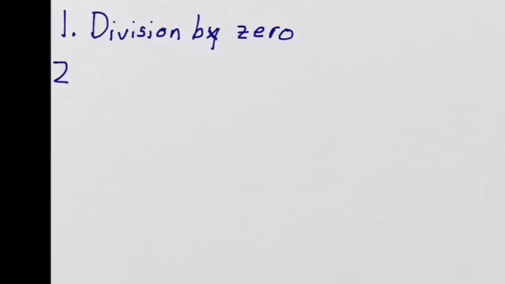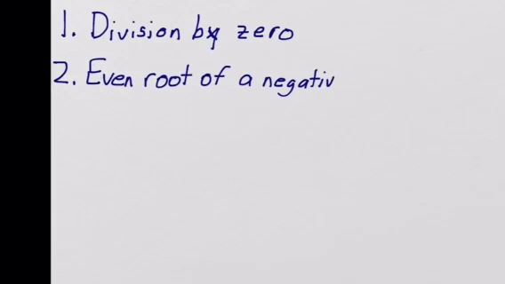And the second thing we've got to worry about is taking an even root of a negative number. So, square roots, fourth roots, sixth roots, etc., we can't do that with a negative number. We can take odd roots of negative numbers. So we don't have anything to worry about if we're taking a cube root, for example.